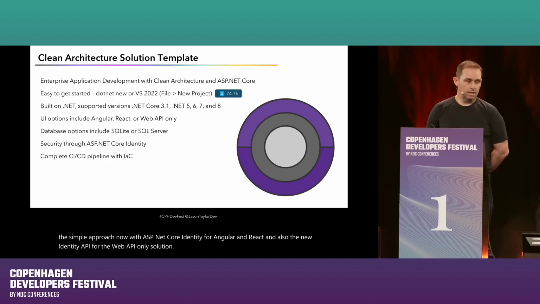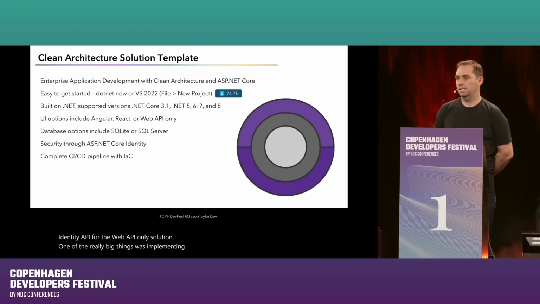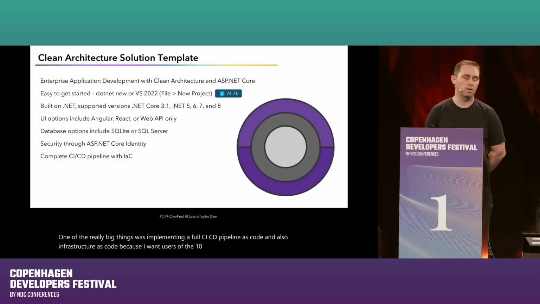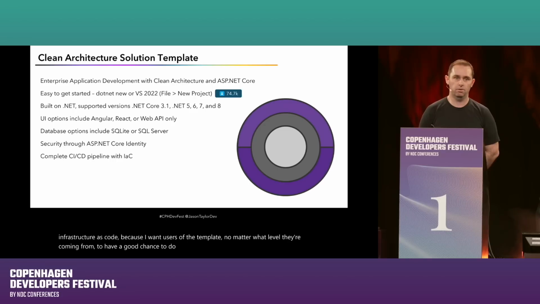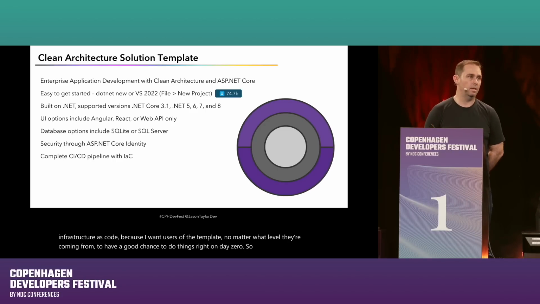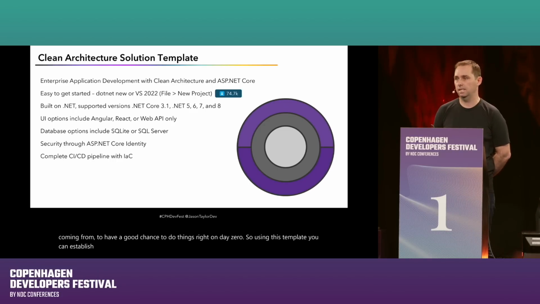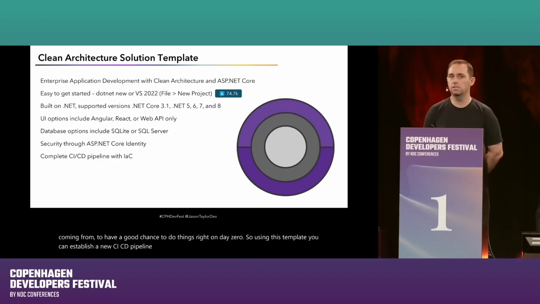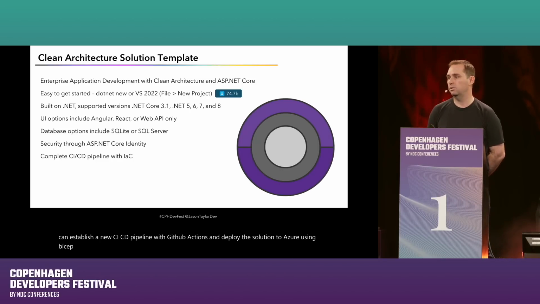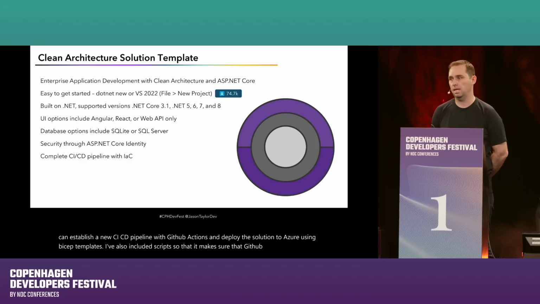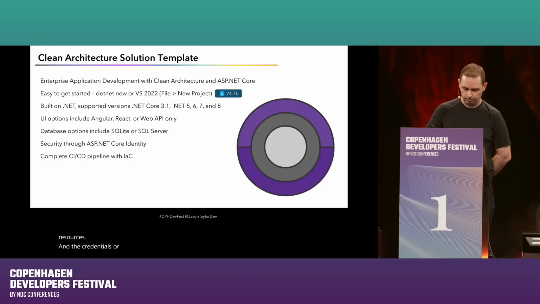One of the really big things was implementing a full CI/CD pipeline as code and also infrastructure as code, because I want users of the template, no matter what level they're coming from, to have a good chance to do things right on day 0. So using this template, you can establish a new CI/CD pipeline with GitHub Actions and deploy the solution to Azure using Bicep templates. I've also included scripts so that it makes sure that GitHub, Azure, the resources, and the credentials all get set up for you.